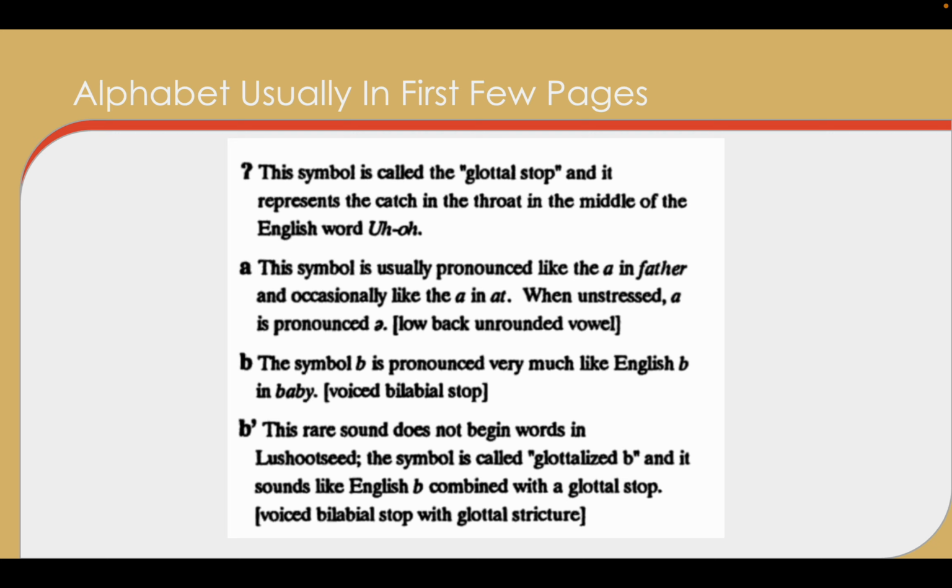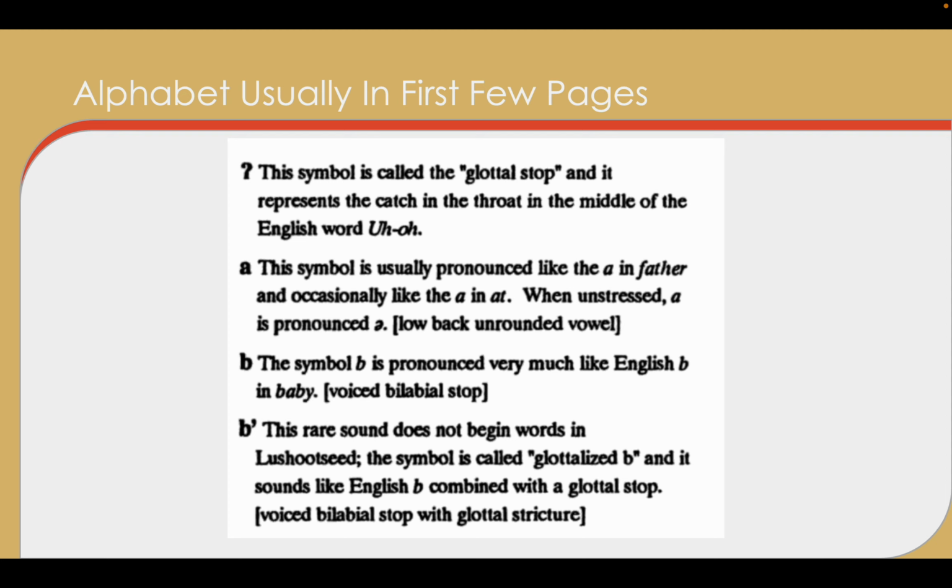Most dictionaries or even grammar books talk about this up front. What is the language going to look like in terms of its characters? Here's the first few characters, because I can't fit all the 43 characters of Lushootseed on one slide here, but here's the first few characters. You see some difference. It doesn't start with A. The first letter for Lushootseed is actually a glottal stop.